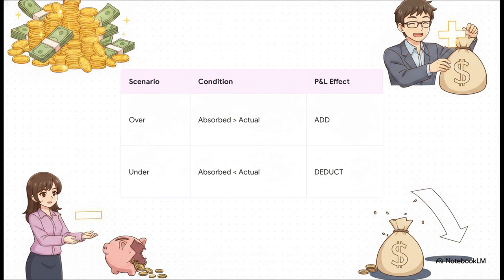If the total overhead we charged or absorbed into our jobs over the year is greater than the actual bills we incurred, we have overabsorption. Basically, we overcharged our jobs. So we have to add that difference back to our profit. Conversely, if we absorbed less than the actual bills, it's under absorption. We didn't charge our jobs enough, and we need to deduct that difference from our profit.